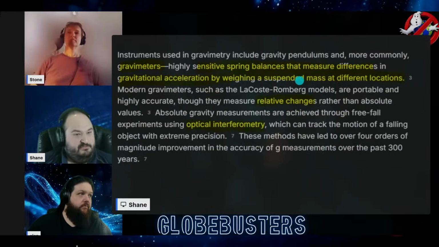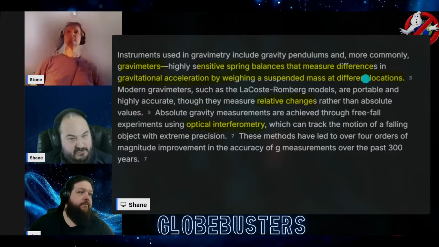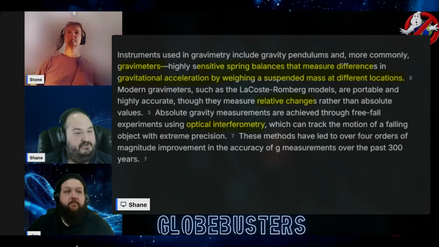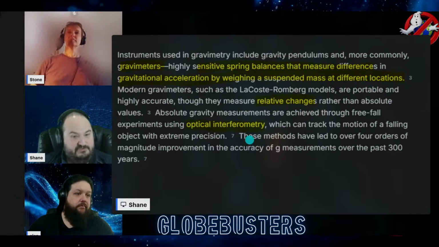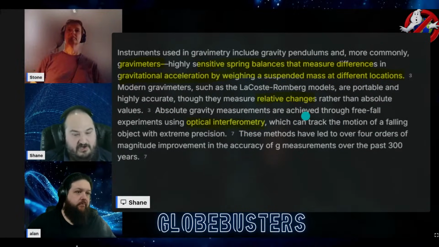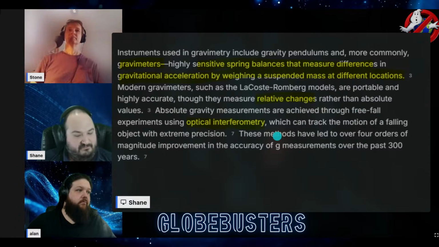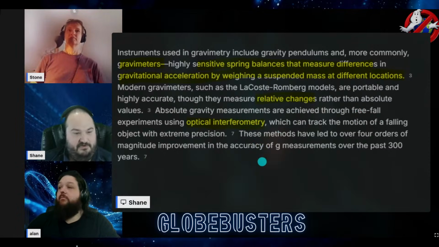Usually they do so with spring balances that measure differences in gravitational acceleration by weighing a suspended mass at different locations. Some of them use optical interferometry, which will bounce literal laser beams off of atoms of minute matter, which then tracks with extreme precision the rate and the change of the rate at which things fall.